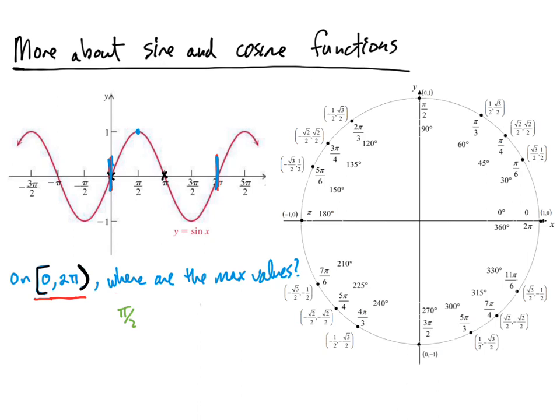Think about what's happening on the unit circle. We want to know, when does the sine value have its greatest value? And it happens up here. The sine value corresponds to the y-coordinate. The greatest y-coordinate occurs at pi over 2, or 90 degrees.